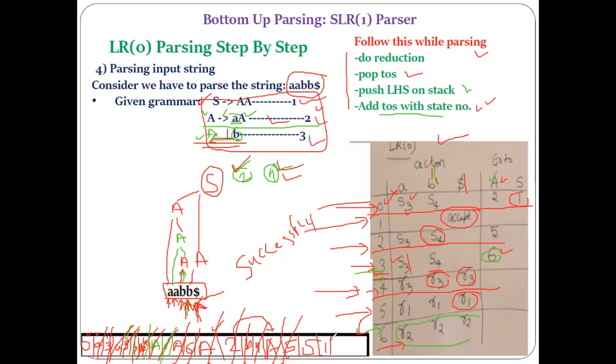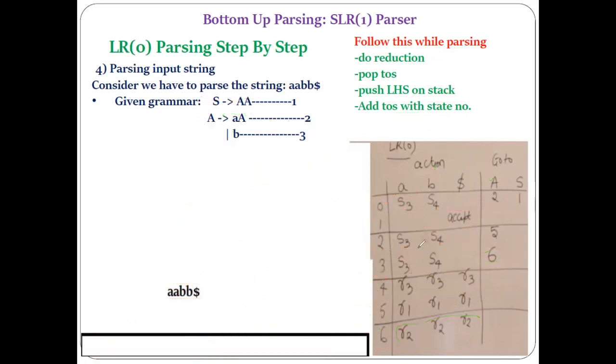On the dollar, what are we getting? Acceptance. So which indicates what? This particular string is syntactically correct, because on the dollar we are reaching the accept state, and this is nothing but considered a successful parsing.